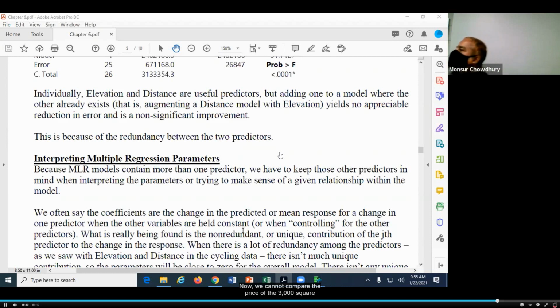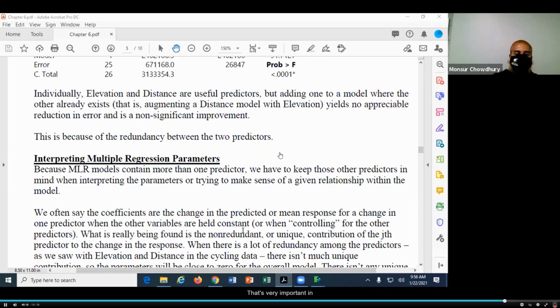Now we cannot compare the price of the 3,000 square feet house with the price of the 2,000 square feet house, with the same number of bedrooms or a different number. So we need to keep the other variable constant. We need to keep living area the same, and then change the number of bedrooms, and if we see that changing the number of bedrooms has an effect on the response variable, then we can interpret this. So this is what we mean by controlling the effects of the other variables, or keeping the other variables fixed. That makes sense?